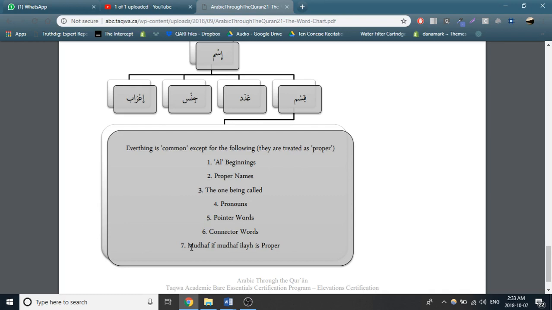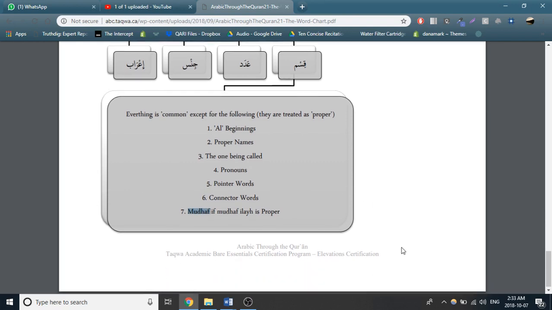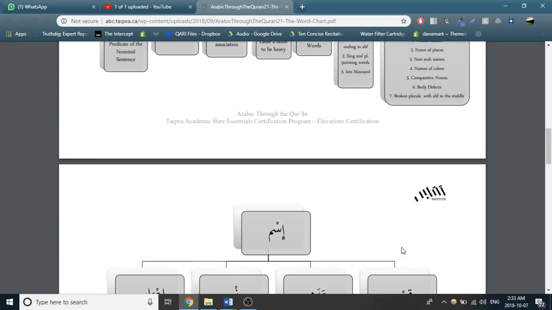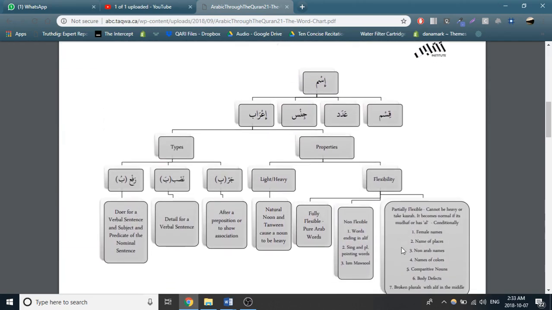Number 7 is mudaf, if the mudaf ilayhi is proper, right? So long as the mudaf ilayhi has that alif lam and it's definite, then the mudaf will be definite. And yeah, that is the table that you have to explain to Ustad and just send in. Just these last 4 pages.